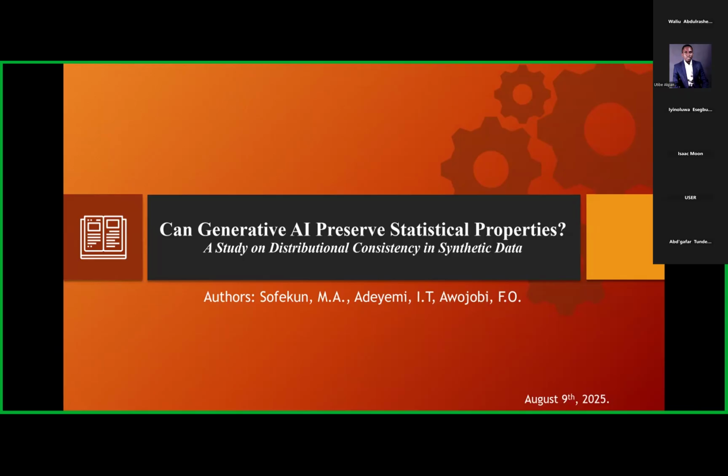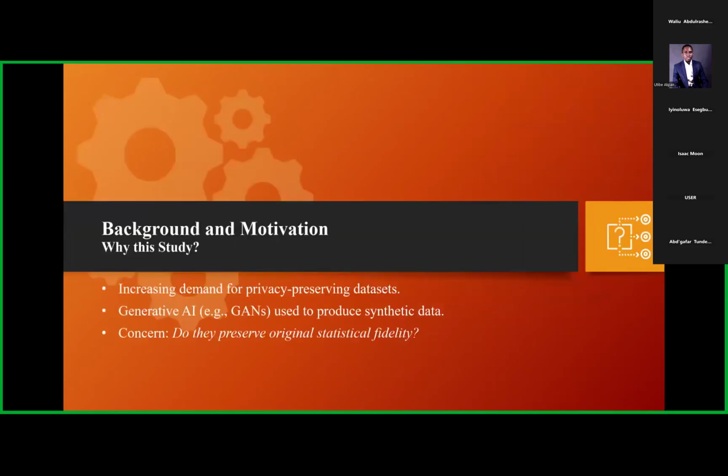And this is a very important question because synthetic data is becoming a known tool for privacy protection. But it's not useful if it actually distorts the true meaning of the data. I'll be moving on to the background and motivation of this study.